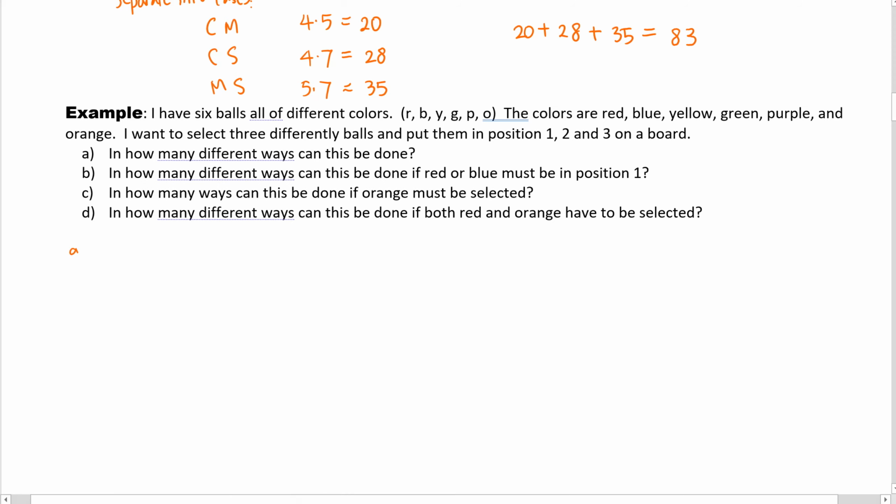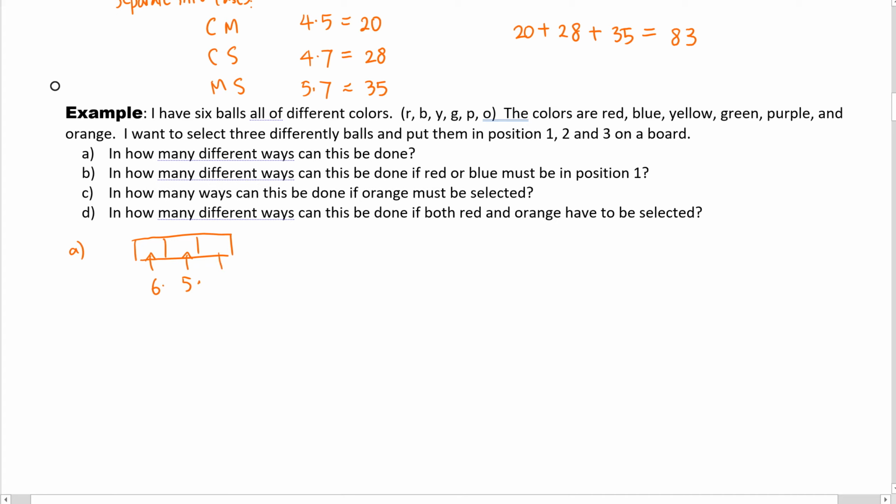Okay, so let's see. On the board, there are positions 1, 2, 3, right? So we want to pick 3 different balls. For the first position, how many choices are there? We have 6 colors, so we have 6 choices. But then for the second position, how many choices are there? We want to pick different balls, right? So there are only 5 choices left.